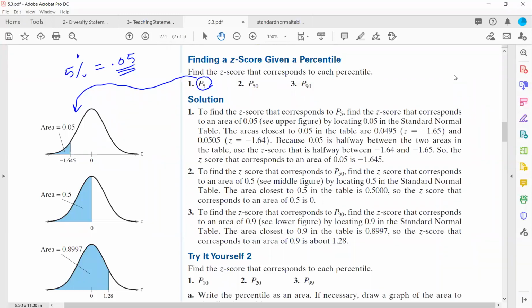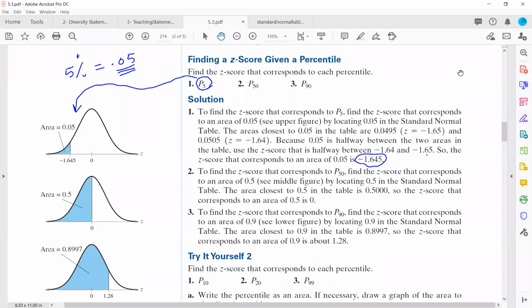because 5% is halfway between two areas on the table, the z-score is halfway between negative 1.64 and negative 1.65, which is negative 1.645. This is the exact number that you get by using your calculator.